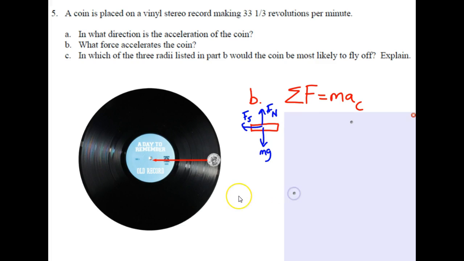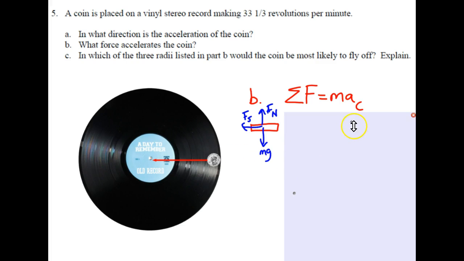Next, let's do a free body diagram showing the forces acting on the coin. Here's the coin side view. Here it is top view. What forces are acting on the coin? We have its weight down. We have the record pushing back up against the coin with the normal force, Fn. And we have the static friction pointed in this direction, keeping the coin from sliding off the record.